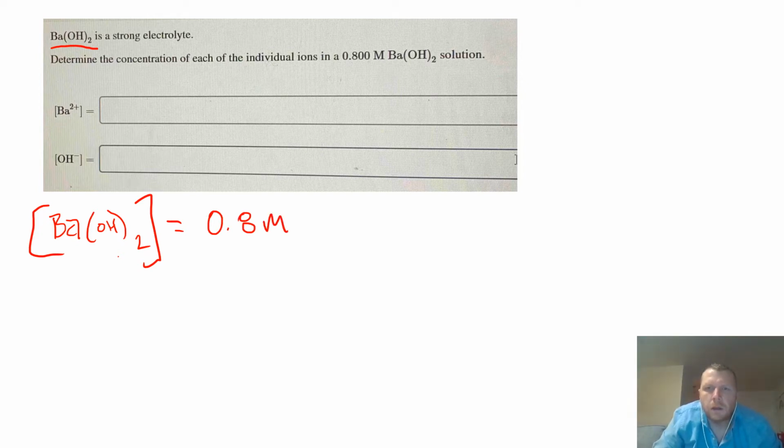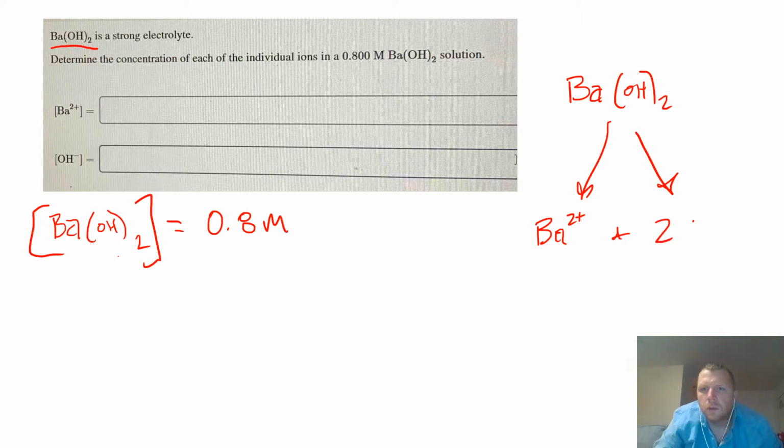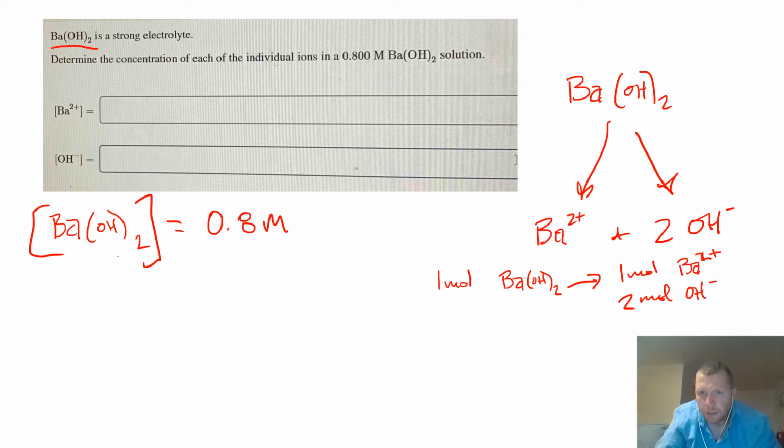Now, one thing that I'd like you to think about is what BaOH2 is. Well, it's an ionic compound. What it is going to do is it's going to dissociate into Ba2+ and 2 OH- ions. Okay, so what that means is if you have 1 mole of BaOH2, then you'll have 1 mole of Ba2+ ions and 2 moles of OH- ions.